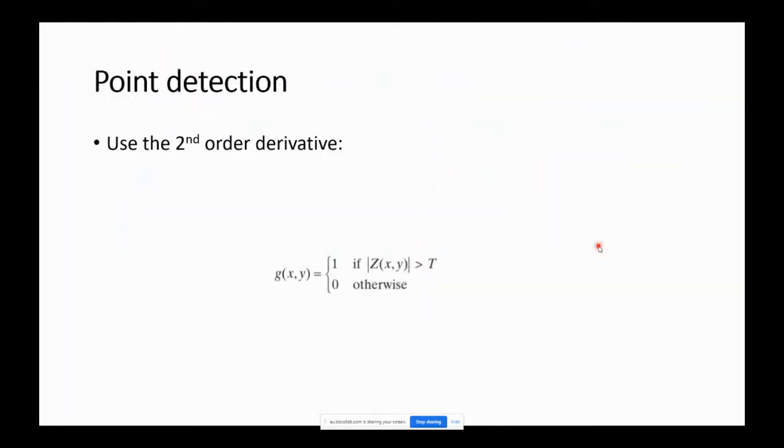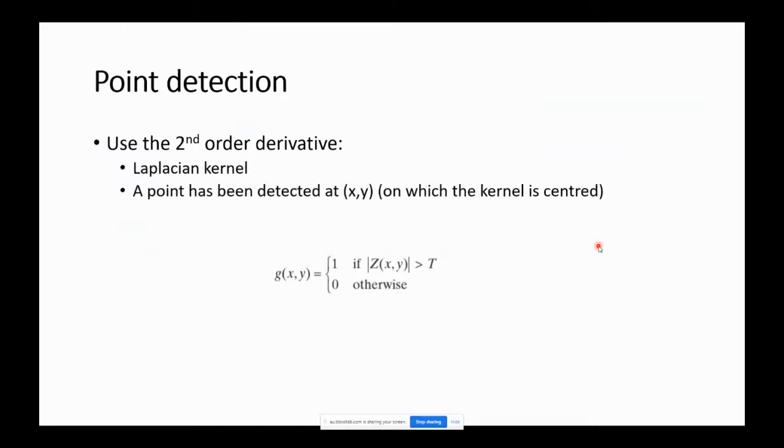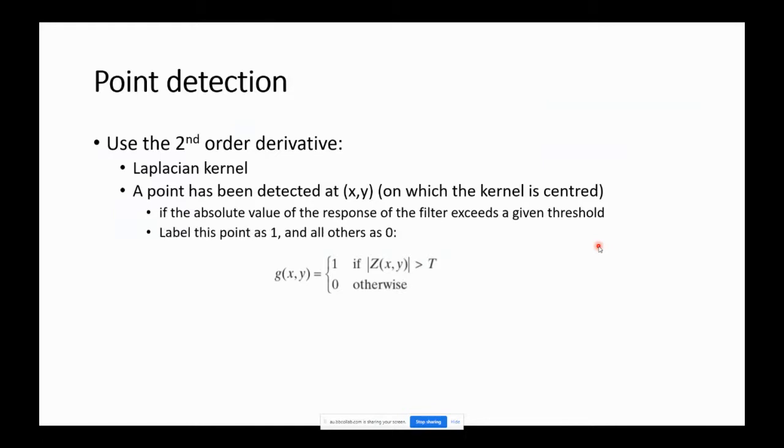So for point detection, we use the second order derivative. We can use the Laplacian kernel for it, one of the discretizations of the Laplacian kernel. And the point will be detected at x and y, at the point where the kernel is centered, if the absolute value of the response of the filter exceeds a given threshold. So basically, I just pass a Laplacian kernel and threshold on the results to get a point. And we label this point as 1, and all others as 0.